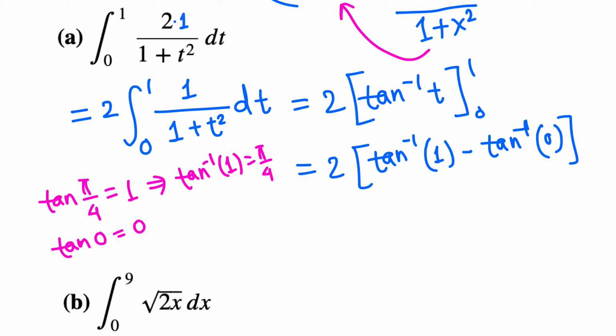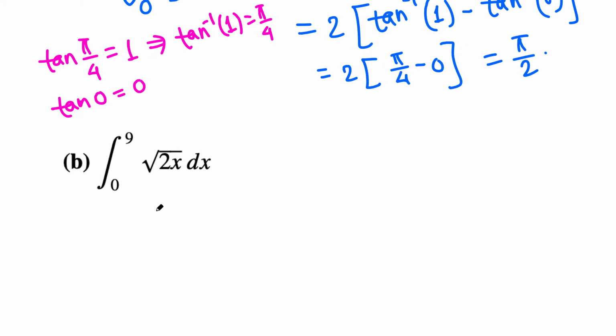So using those values, we got here 2 times pi over 4 minus 0. Minus 0 does not count. 2 times pi over 4, 2 goes into 4 two times, so pi over 2. Final.